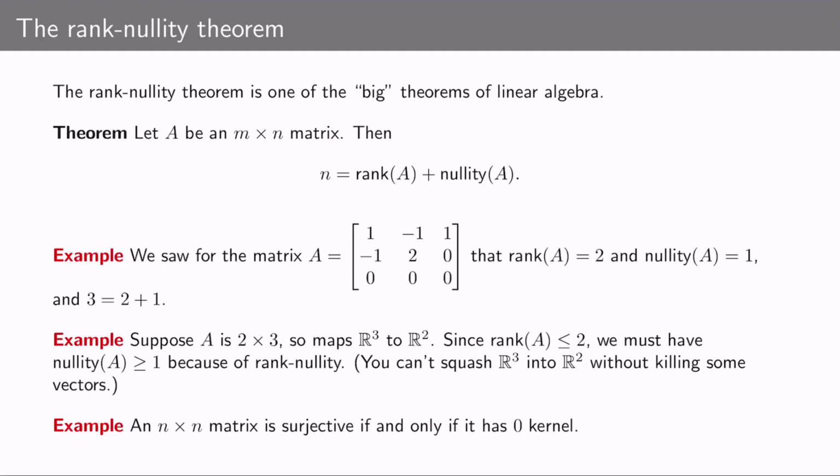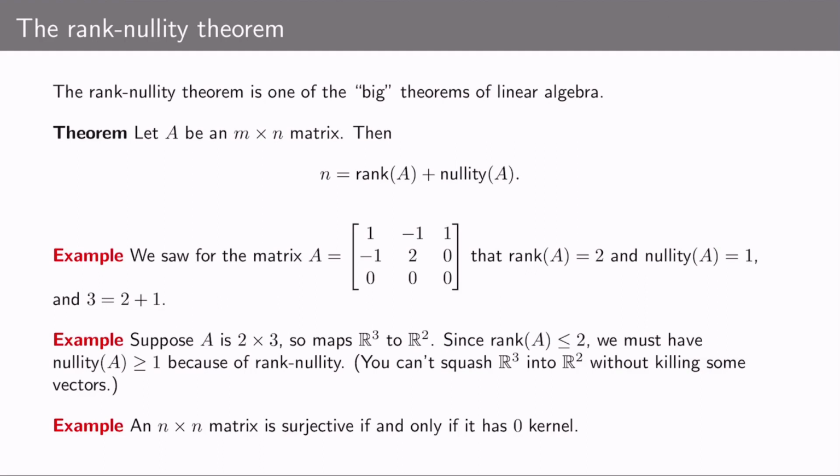Let's look at some examples of consequences of the rank-nullity theorem. We've already computed the rank and the nullity of one matrix, this matrix A here. And we saw that this matrix A had rank 2 and had nullity 1. And since the dimension of the domain here is 3, this A maps R3 to R3, we can see that 2 plus 1 is equal to 3. Okay, so rank-nullity is verified.